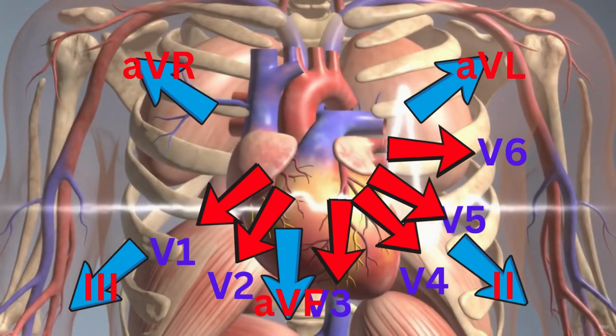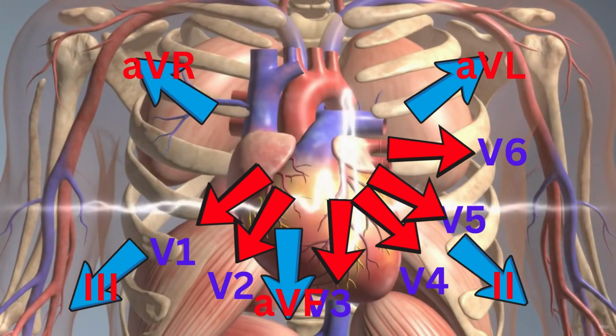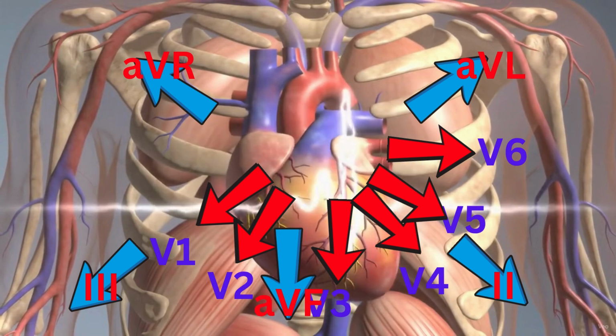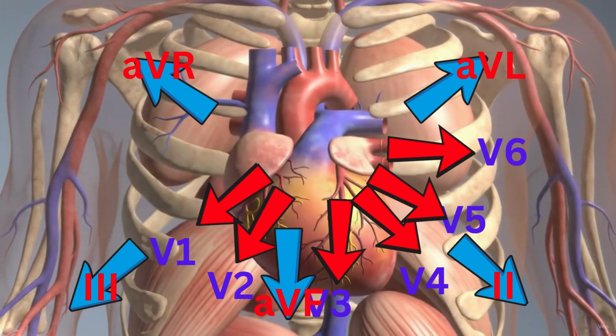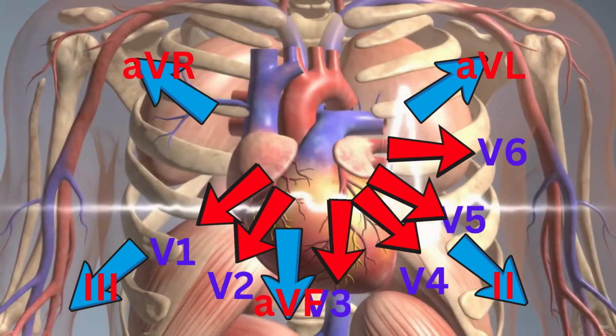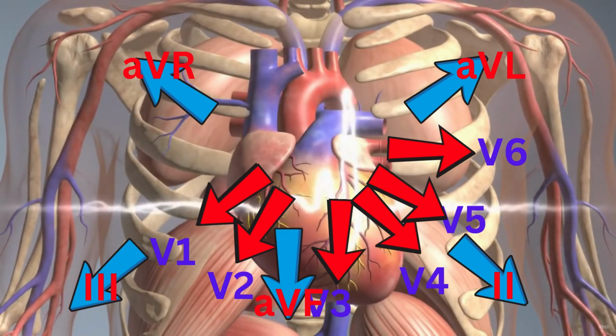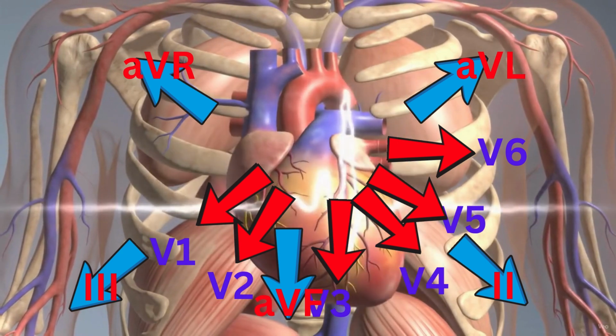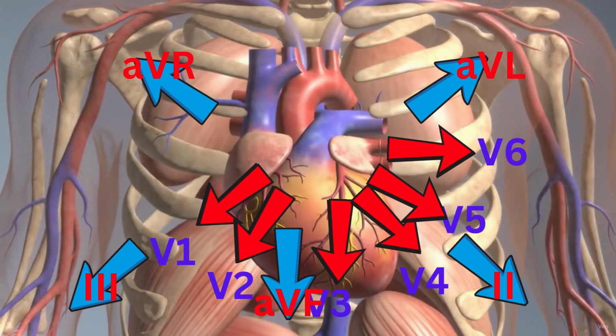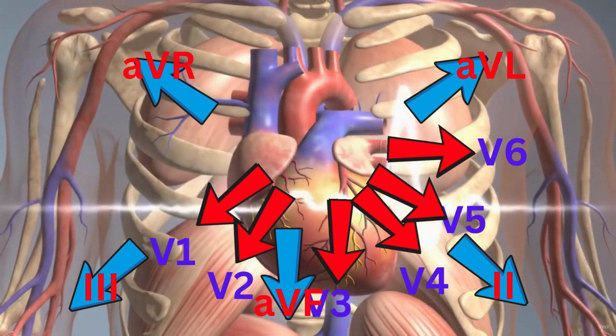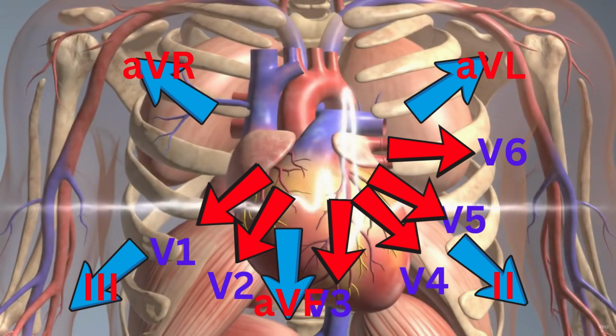The limb leads 1, 2, 3, AVR, AVL, AVF view the heart in the frontal plane. Lead 1 looks from the left, 2 and 3 look from inferior, AVL looks from high left lateral, AVF looks from inferior, and AVR looks from the right shoulder, giving a global 3D view.